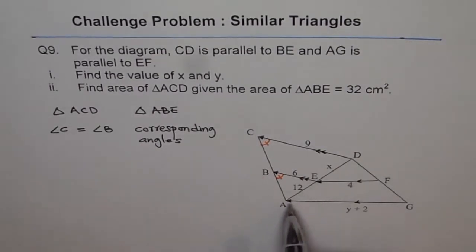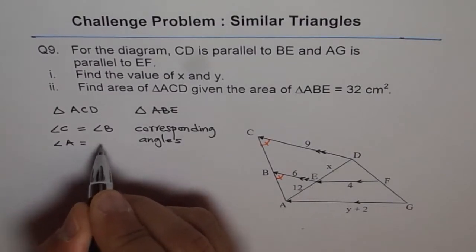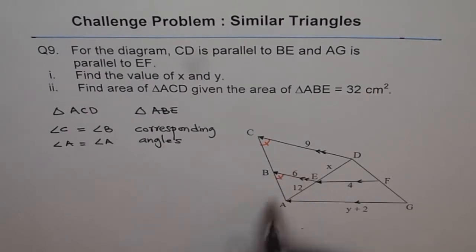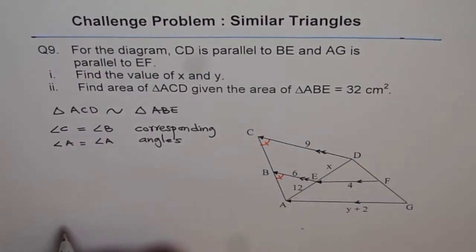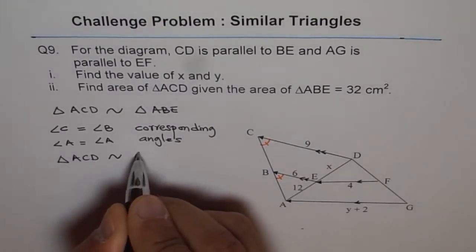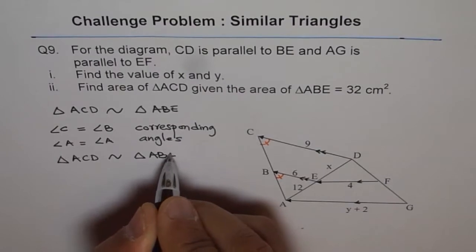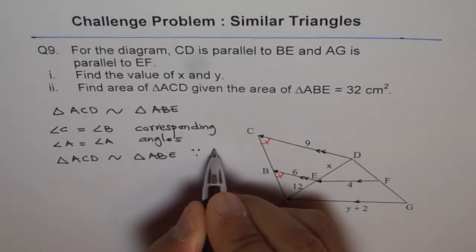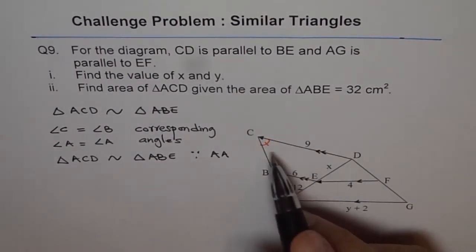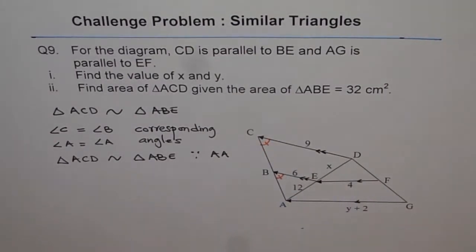And second, if we consider these two triangles, then we know angle A is common, right? So angle A is equal to angle A, which is common, right? So because of AA, we can write these two triangles as similar, correct? So we write triangle ACD is similar to triangle ABE, and the rule is because of AA property, correct? So angle-angle property of similarity. Now since these two triangles are similar, then their corresponding sides should have a fixed ratio, correct? So we'll use that ratio now.